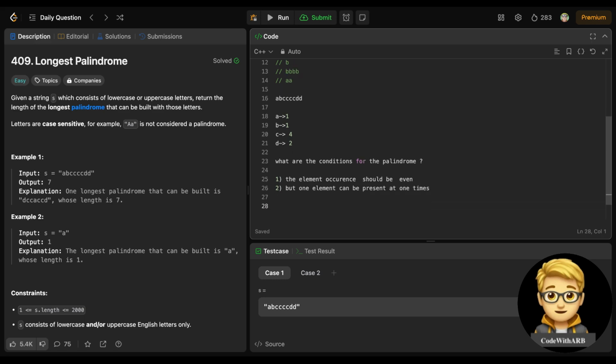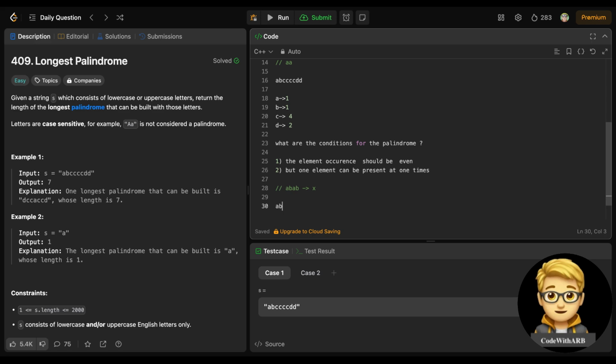If you see an example like this, AB, is this a palindrome? No, it's not a palindrome, because this B is not equal to this A. But if you see this ABAB, it is a palindrome. How many times does A appear? Two times. B appears two times. Because here we have not been given any arranging order, we can put letters anywhere in the word. So if the element occurrence is even, then it must be a palindrome.